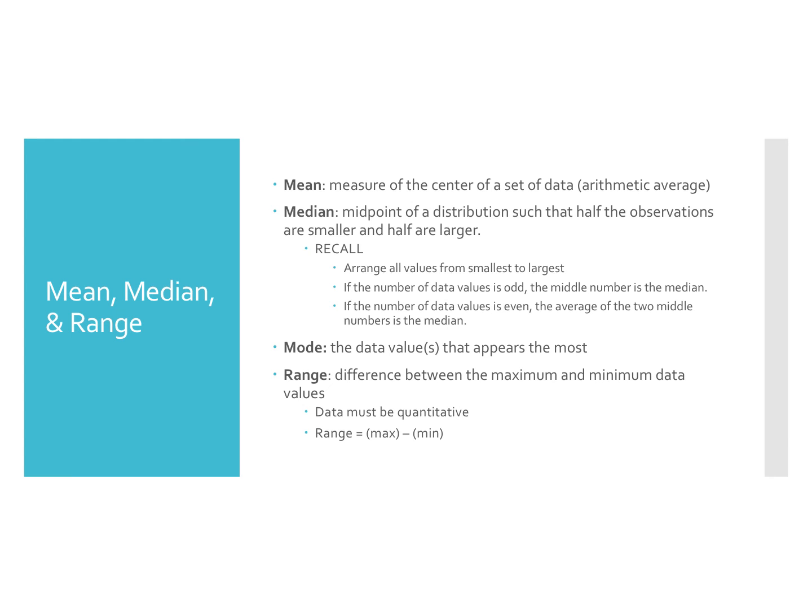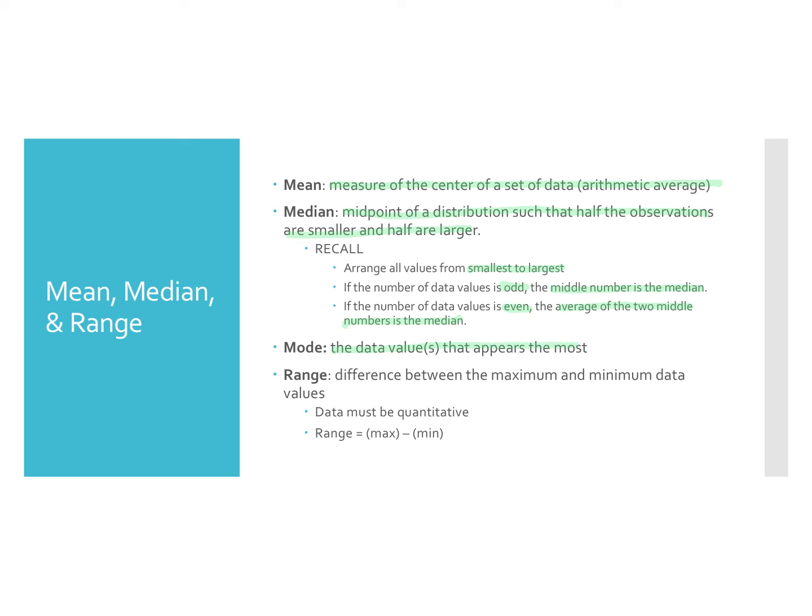Let's talk about mean. Mean is the measure of center for a set of data. It is the average of the data. Whereas the median is the midpoint of the distribution such that half the observations are smaller than that value and half are larger. So remember what we did a long time ago. You would arrange the values from smallest to largest, and you would count until you get to the middle. If the number of data values is odd, the middle number is the median. However, if it is even, you have to average the two middle numbers to get the median.